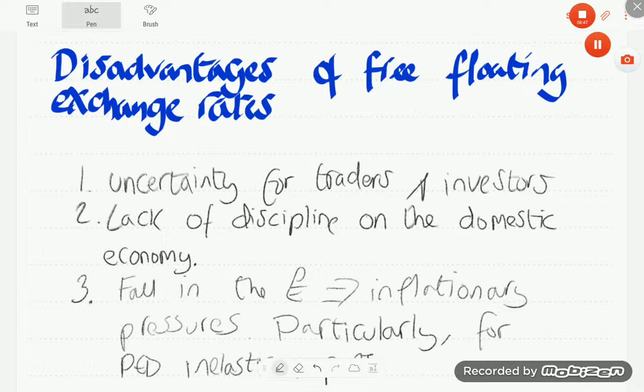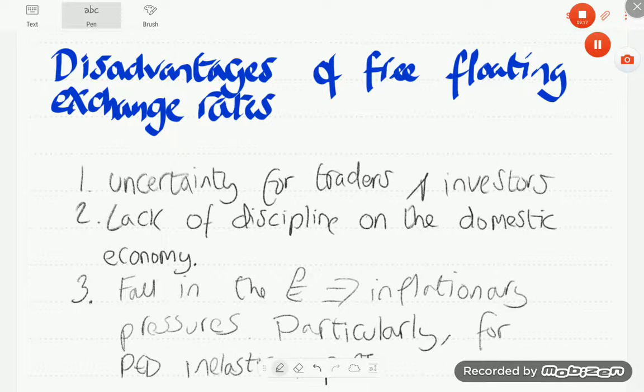Also, unions and firms may well drive up wages and prices without the same fear of losing overseas markets or of the government imposing deflationary policies. That is, there is no strong incentive to cut production costs, and inevitably inflation rises with the obvious consequences. Thus, to improve international competitiveness, you can devalue your currency.